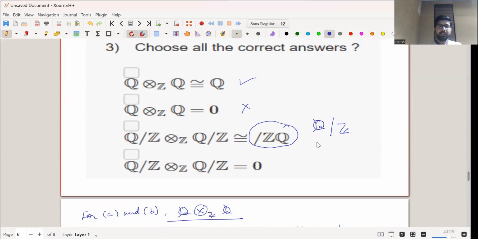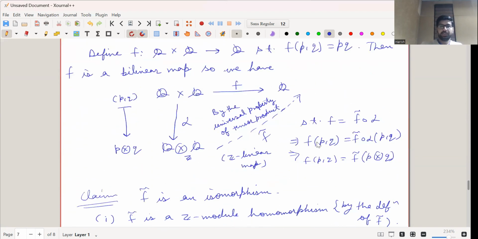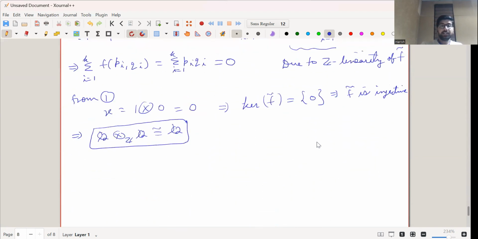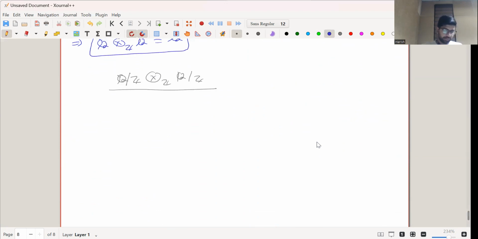And then we will see this Q/Z tensor with Q/Z is what. So here also we are taking the tensor product of two infinite modules, but the things won't go similarly to the above example, and I will tell you why. So this is again generated by an element of Q/Z tensor with an element of Q/Z. So we will consider the generators only.